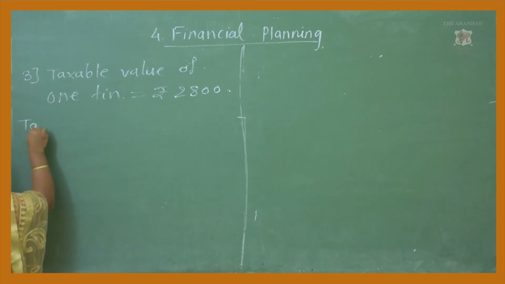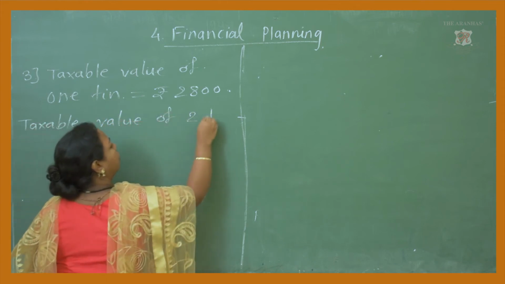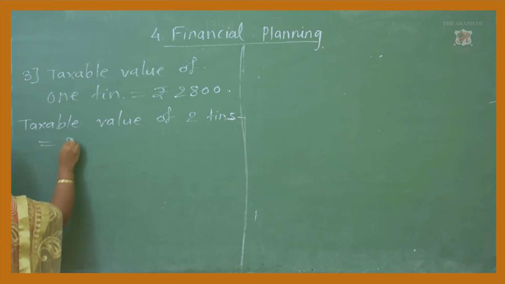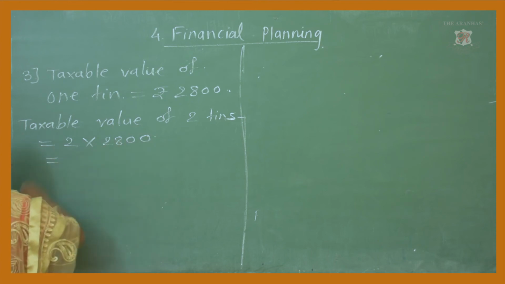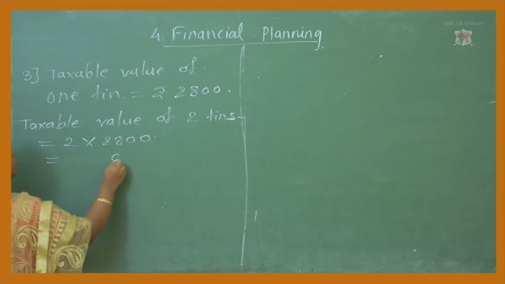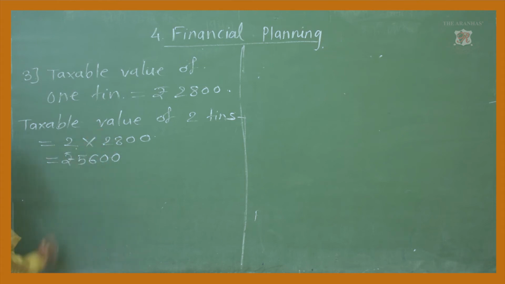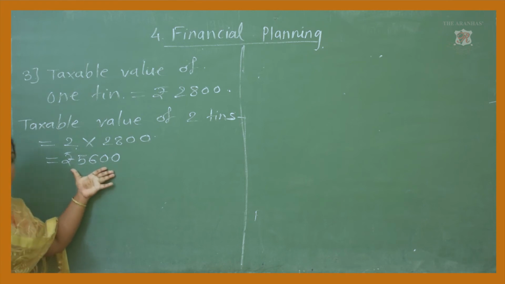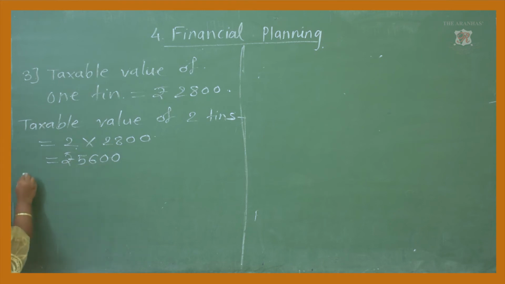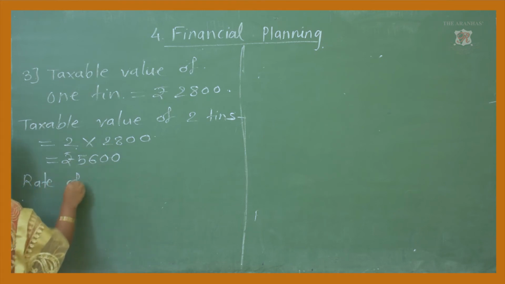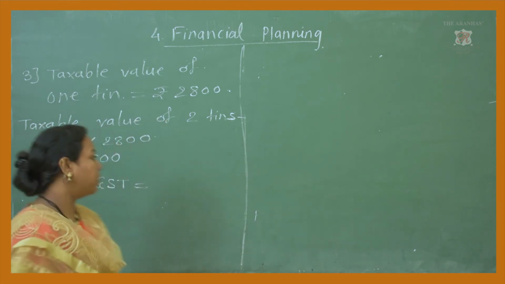So taxable value of 2 tins is 2 times of this one, 2,800, which is rupees 5,600. This is our taxable value for 2 tins. And then what is given? Rate of GST, it is given 28%.